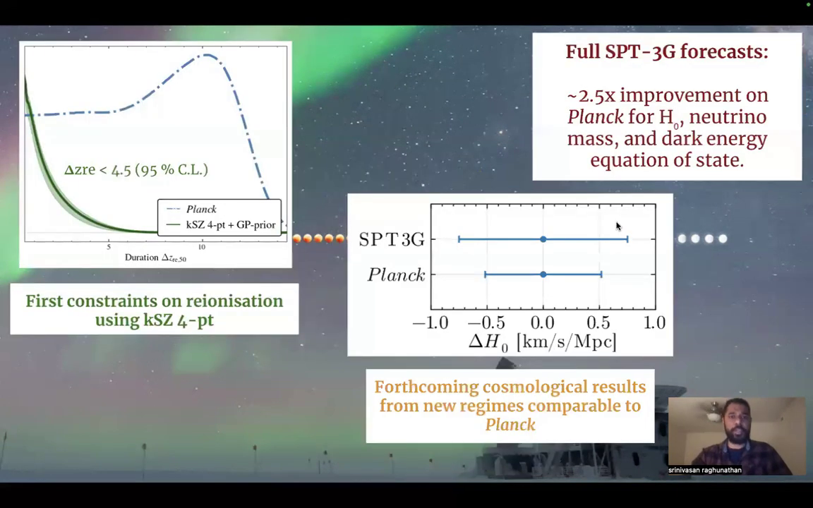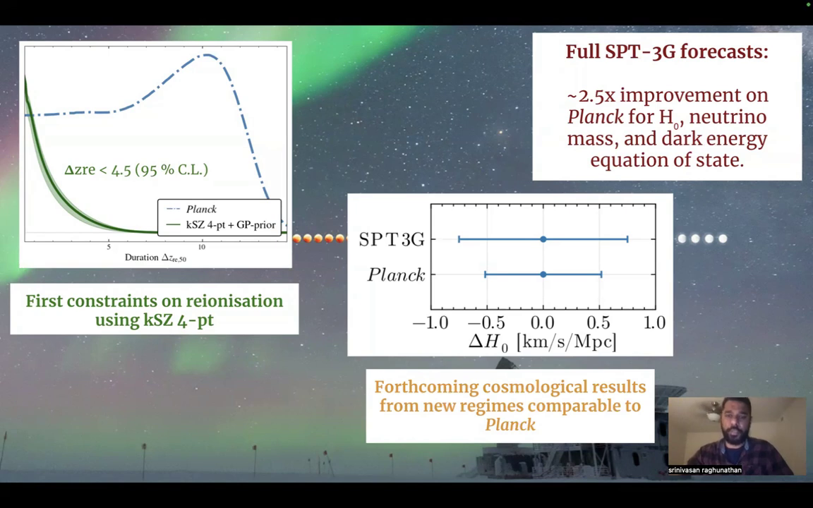So maybe the next slide. Right. So on this slide, we have some snapshots about the results that we're going to present. On the left, you see the recent constraints from the kinematic SZ signal. So this is constraints on the epoch of reionization. This is the first constraint on the epoch of reionization using the non-Gaussianity of the kSZ signal. So that's the one on the left.